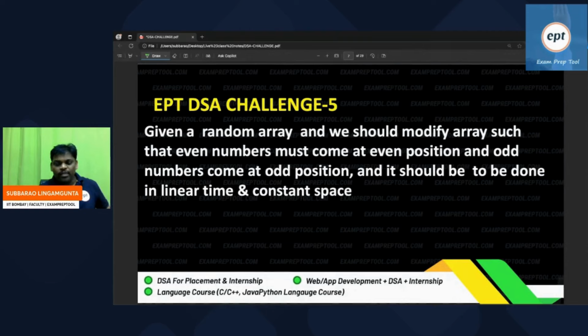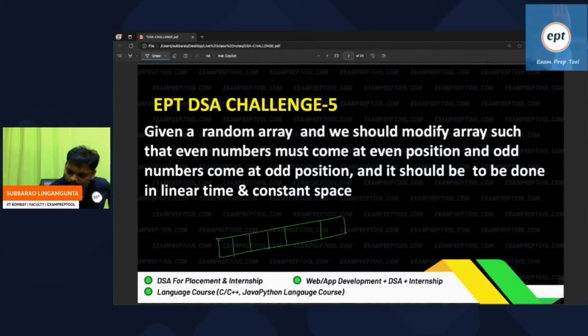See the problem, if anyone is not clear. So there is one array. I'm giving it roughly. That array contains some elements, randomly. Let me write, in case anyone forgets. Indices 0, 1, 2, 3, 4, 5, 6, 7. Array name is A. In this array, some numbers are there randomly. They may be even, they may be odd. So there is a combination.